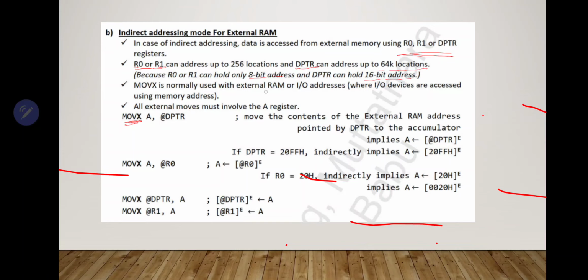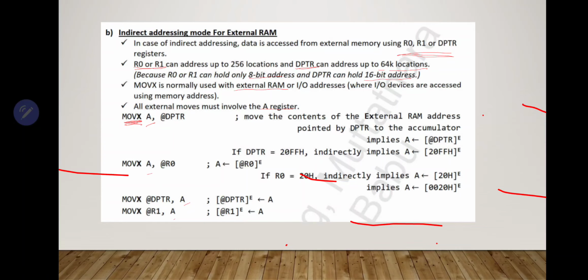MOVX is normally used for external RAM and IO addresses, that is, input and output addresses. All external moves must involve the A register. Along with the A register, it may have R0, R1 or the data pointer. So to identify that it is external RAM, we use MOVX. MOVX A, @DPTR means that at the register data pointer there will be a data.